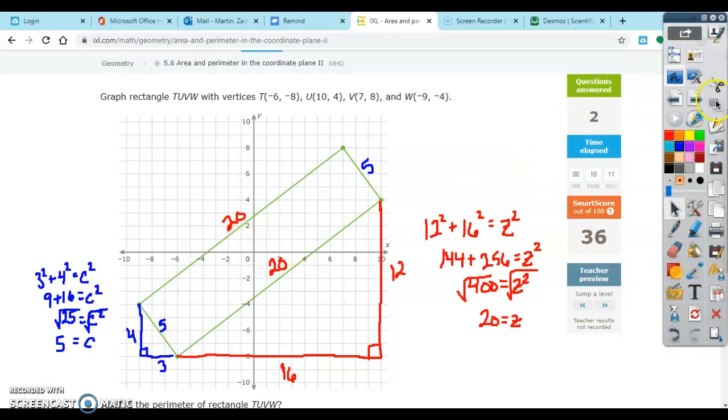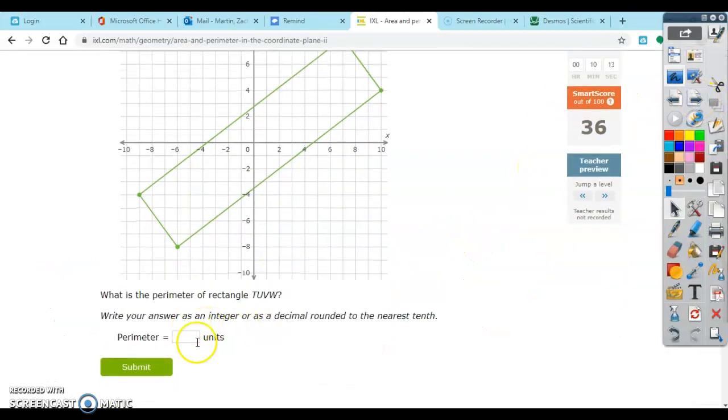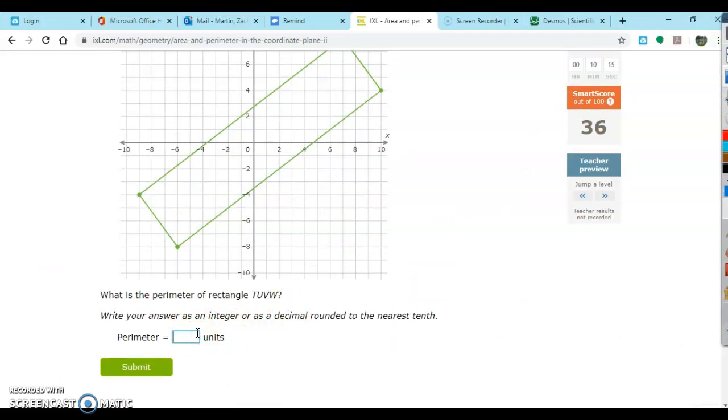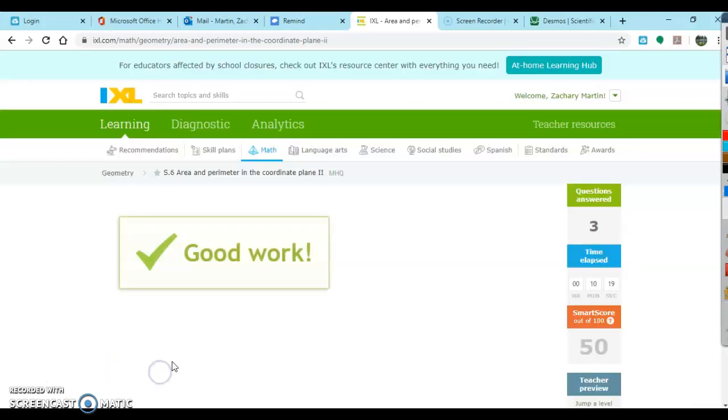So let's, I'm going to erase these for a moment. 20 plus 20, that's 40. 5 plus 5 is 10. Add all that together, 50 units.